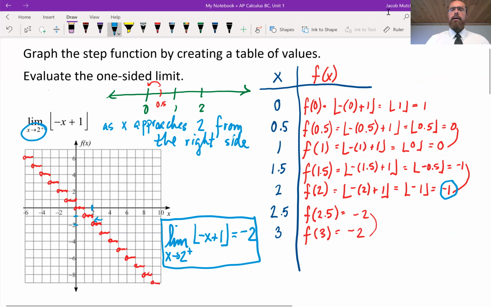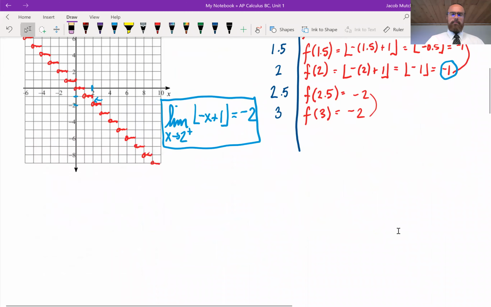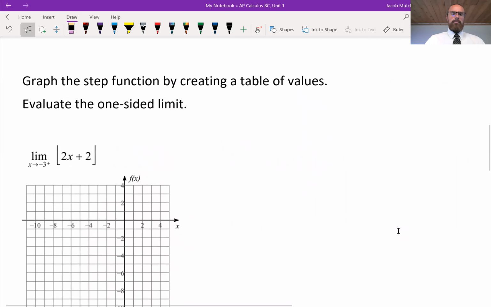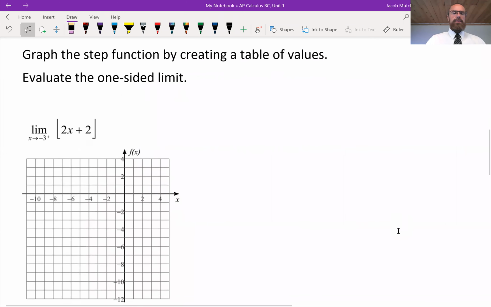Let's take a look at one more example. Let's take a look at one more step function. So this step function is the limit as x approaches negative 3, also from the right, of the greatest integer function of 2x plus 2. Let's start again with our table.